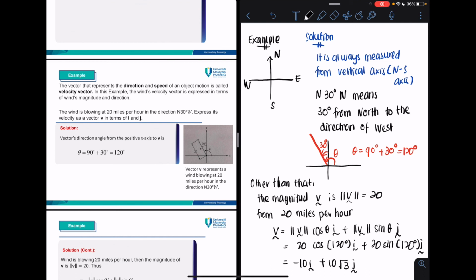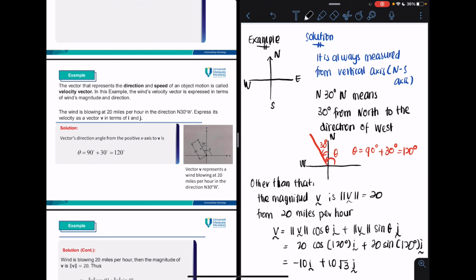So right now you have to recall, when you try to read a compass, you will have these four crucial elements that represent north, east, south, and west. So it is always measured from the vertical axis, the north-south axis. So if the question says the wind is blowing at 20 miles per hour in the direction of N30W, it means 30 degrees from north toward the direction of west. So imagine you have this as north, so it will move 30 degrees toward the direction of west.